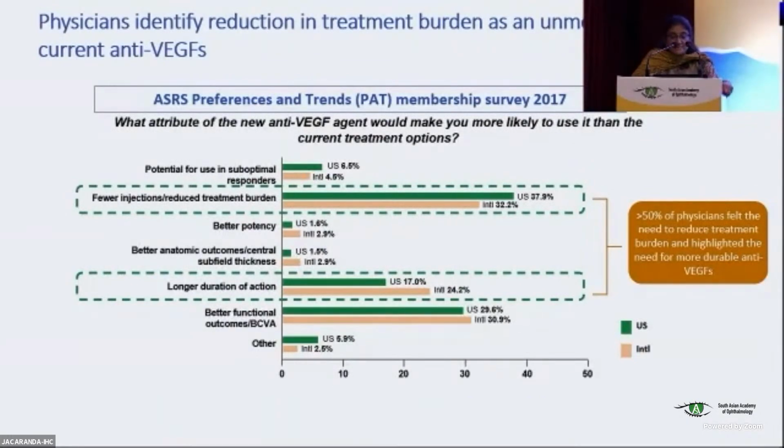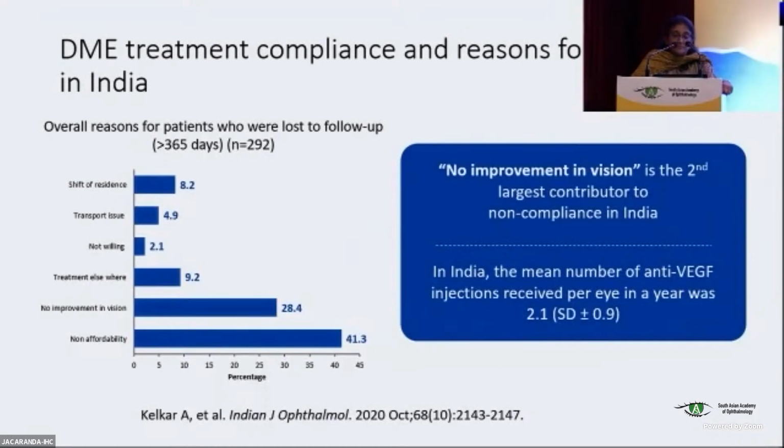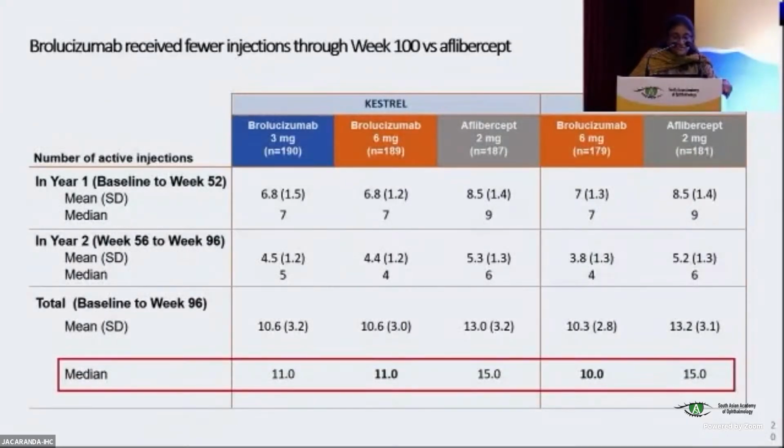This was a PATH survey conducted by ASRS in 2017, where more than 50% of the physicians felt the need to reduce treatment burden and highlighted the need for more durable anti-VEGF injections, which would result in better compliance of the patients. This is again an Indian study, where they evaluated the various causes of dropout of the patients from their treatment. The most important factor was non-affordability, and the second was no improvement in vision, where the patients felt demotivated to continue the treatment.